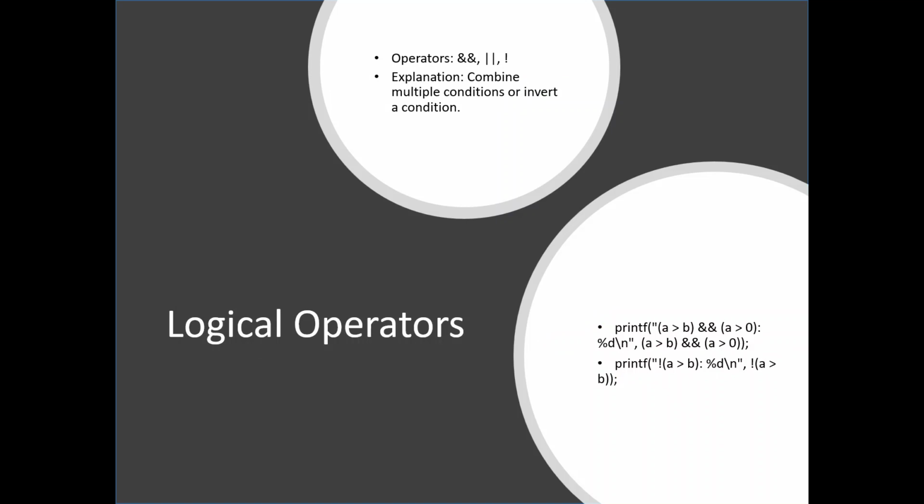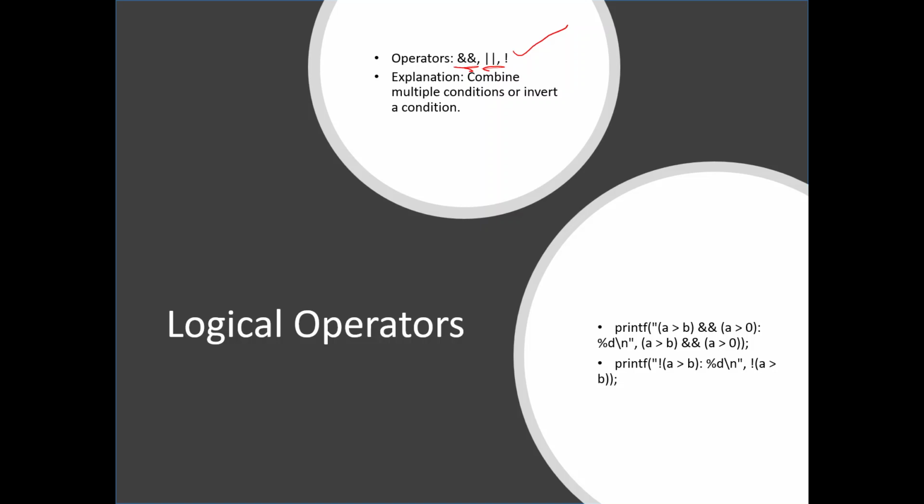Next we have the logical operators. This symbol is for the AND operation. This is the symbol for the OR operation. This is the symbol for the NOT operation. So these are the three operators used for logical operations. We can also combine multiple conditions or invert a condition using these operators.